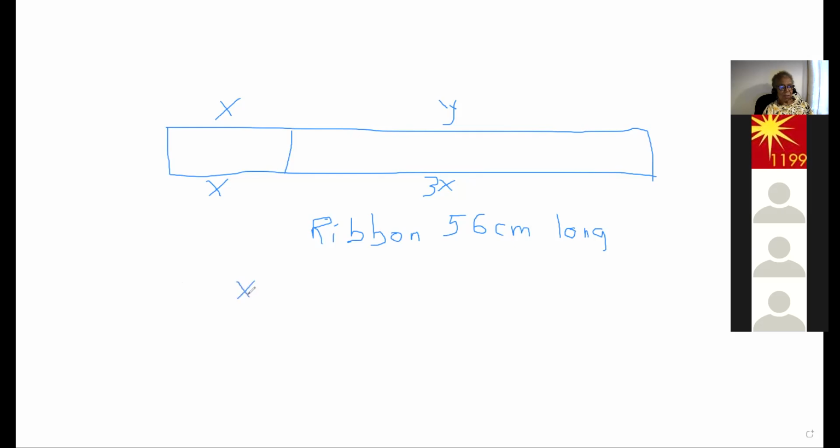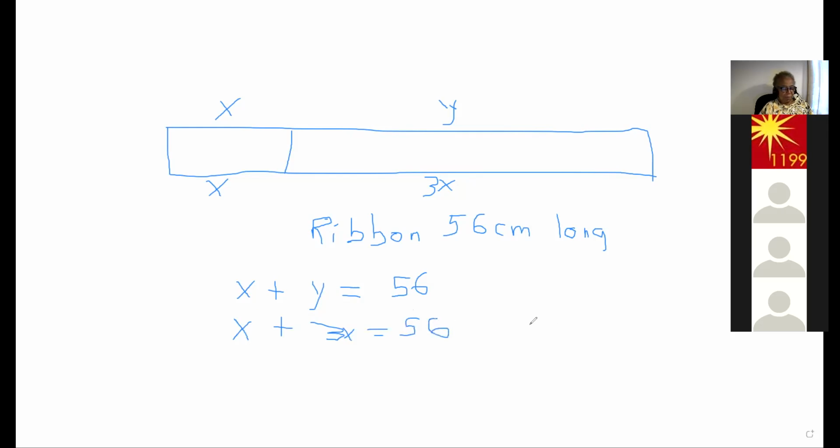This is 3 times longer. X plus Y is equal to 56. Oh, the answer is A. That's right, Maureen. The answer is A. X plus Y is 56, but Y is 3X because it's 3 times longer. So X plus 3X equals 56.